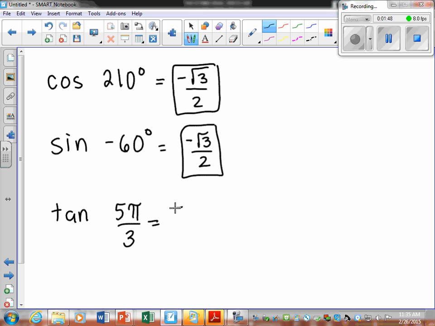So it's going to be negative square root of 3 over 2 divided by 1/2. We are going to algebraically simplify this by multiplying by the reciprocal. This cancels. Of course, everything in the bottom is going to reduce, and I'm just going to get, let me move that so you can see, negative square root of 3.